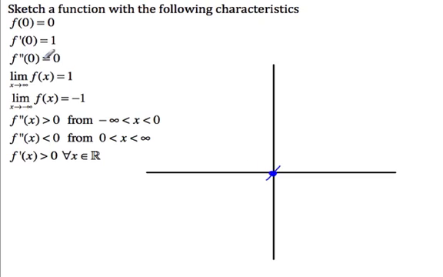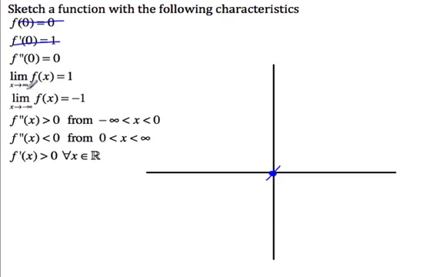F double prime of 0 equals 0. So this is a possibility for a point of inflection. It doesn't mean it's a point of inflection. It's just like a candidate. There has to actually be a change in concavity, and we'll find out about that down here. So we'll leave this one for now. Cross these two off.